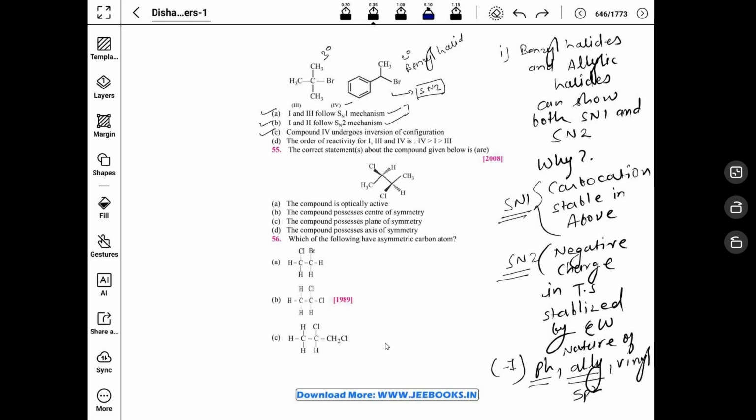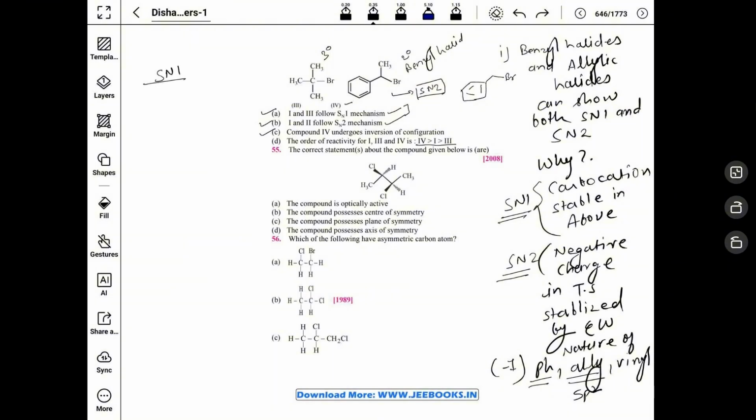Now D: the statement says the order of reactivity is that 4 is more reactive than 3 and 1. So this is saying that 4 is more reactive than 1, and 3 is a tertiary carbocation. We have to understand whether this is true or not with respect to the SN1 and SN2 mechanisms. So let's see this order of reactivity with respect to the SN1 mechanism.